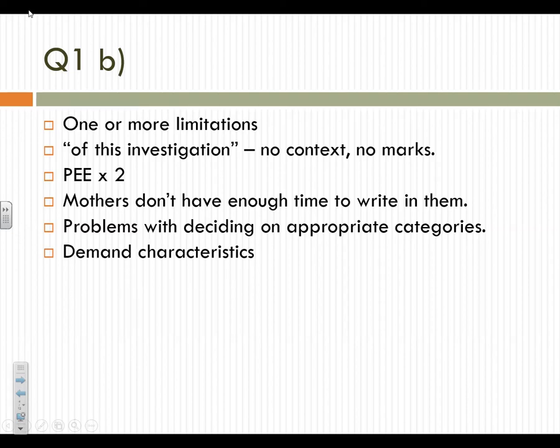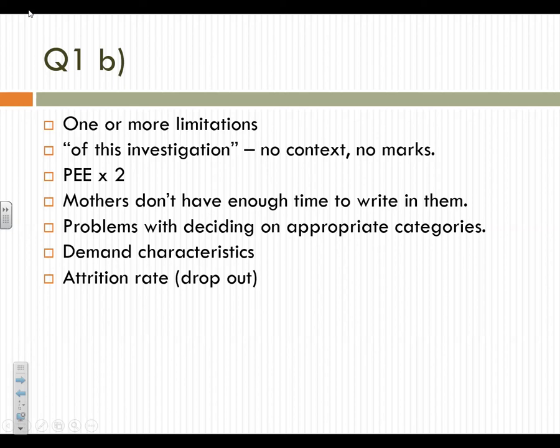Demand characteristics, they could suffer from that. So if they realise they can work out the aim of the study, then they'll alter their behaviour. For example, the mothers might work out that they are expecting children's behaviour to change after daycare, so they would alter their answers. This therefore reduces the validity. Really good P paragraph.